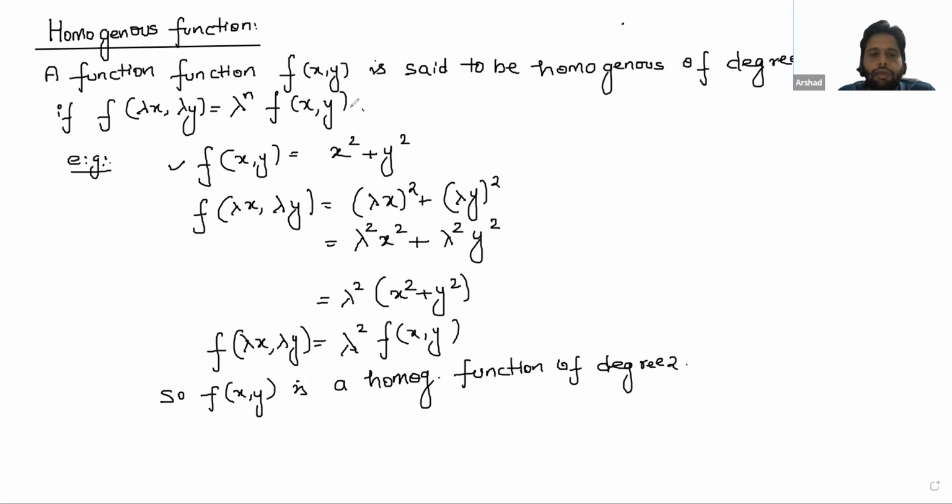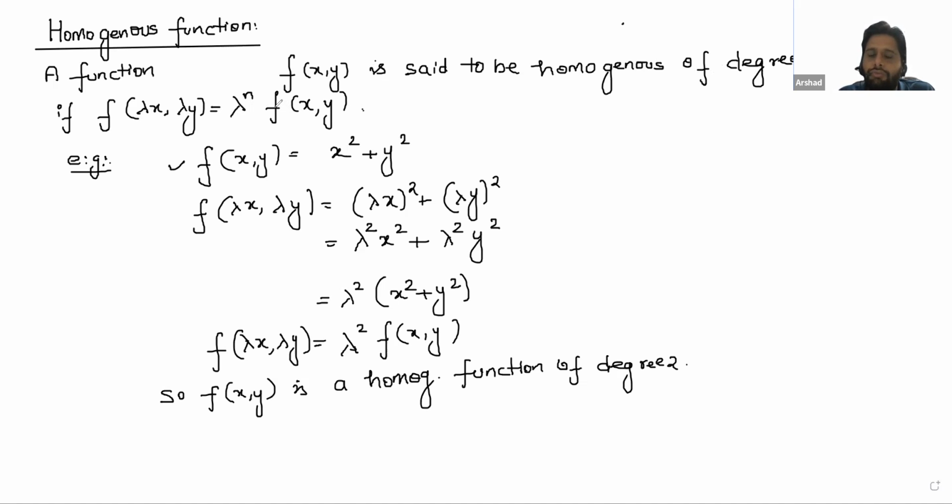Please check here. Now, Huzaifa, in methods of solving the differential equation, we have already done two types. Okay, now the third type is homogeneous differential equation. But before that, we will check what a homogeneous function is. Okay, so here a function f(x, y) is said to be homogeneous of degree n if f(lambda x, lambda y) is equal to lambda to the n into f(x, y).